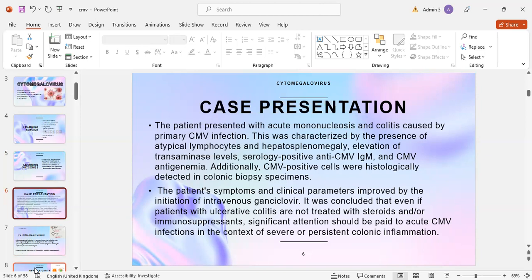The patient's symptoms and clinical parameters improved by initiation of intravenous ganciclovir. It was concluded that even if patients with ulcerative colitis are not treated with steroids or immunosuppressants, significant attention should be paid to acute cytomegalovirus infections in contexts of severe or persistent chronic inflammation.